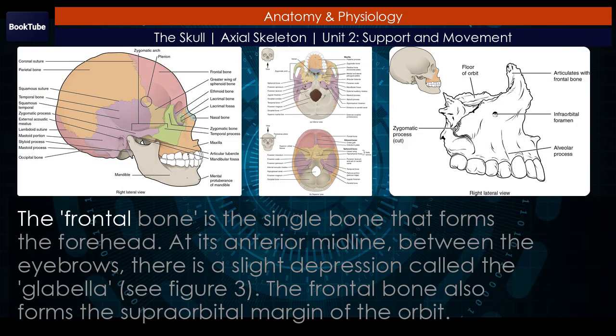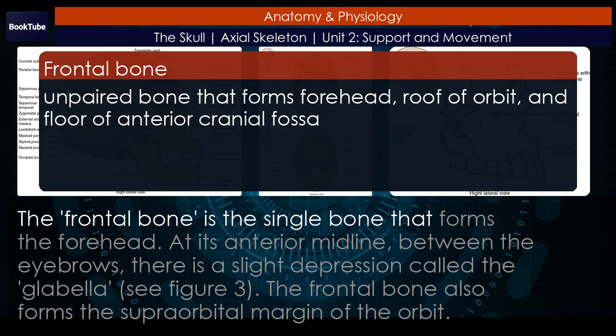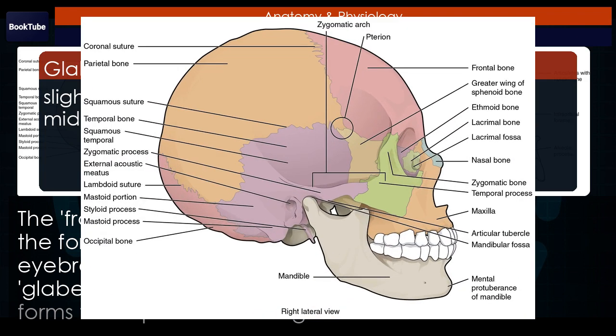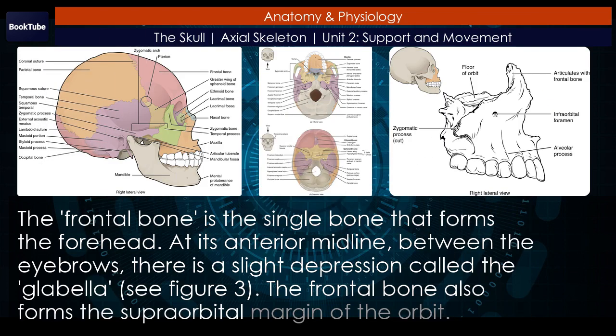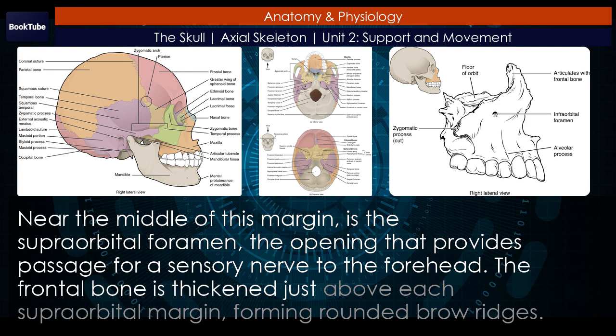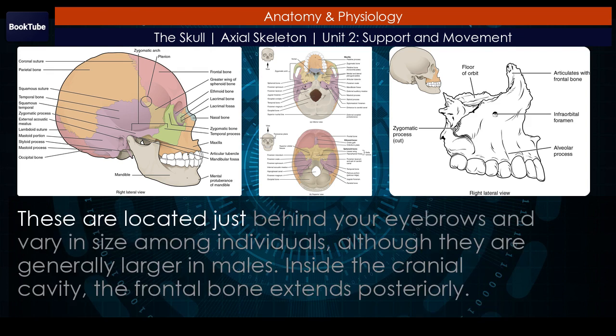Frontal bone. The frontal bone is the single bone that forms the forehead. At its anterior midline, between the eyebrows, there is a slight depression called the glabella. See Figure 3. The frontal bone also forms the supraorbital margin of the orbit. Near the middle of this margin is the supraorbital foramen, the opening that provides passage for a sensory nerve to the forehead. The frontal bone is thickened just above each supraorbital margin, forming rounded brow ridges. These are located just behind your eyebrows and vary in size among individuals, although they are generally larger in males.